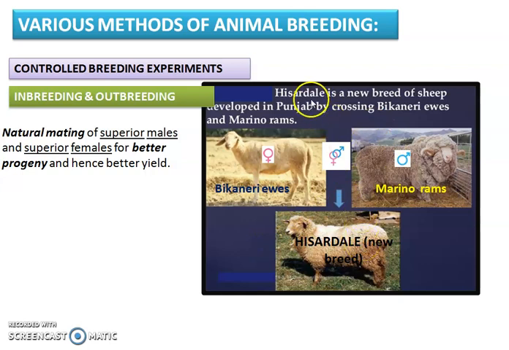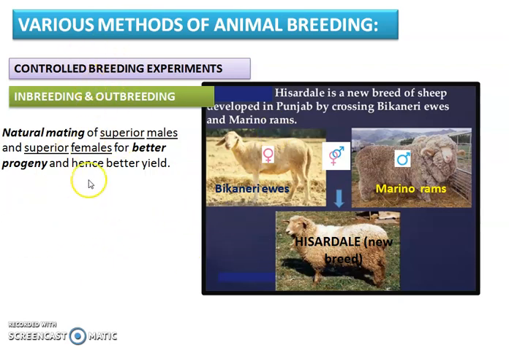in the NCERT. Hisardale is a new breed of sheep, which is a product obtained by crossing Bikaneri Ewes and Merino Rams. This is very important, though it is just said in one line as an example, so please learn this example. Hisardale is the new breed, and the female taken is Bikaneri Ewe, and Merino Rams are male. You can remember by RAM, backward MAR. So Merino is the male, the ram. That way you can remember this from the examination point of view.